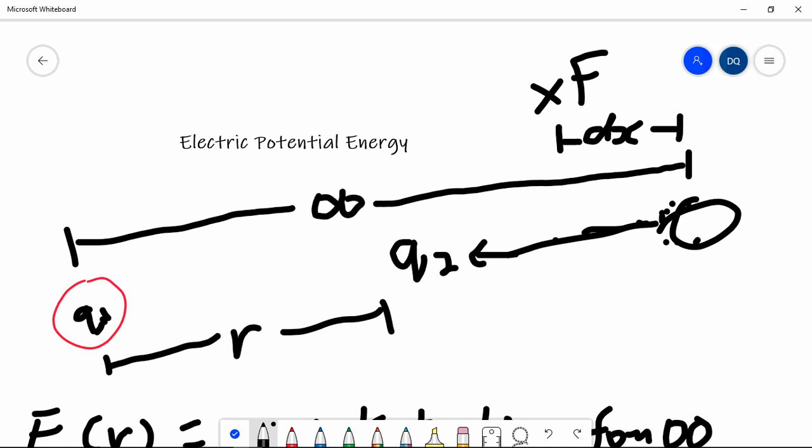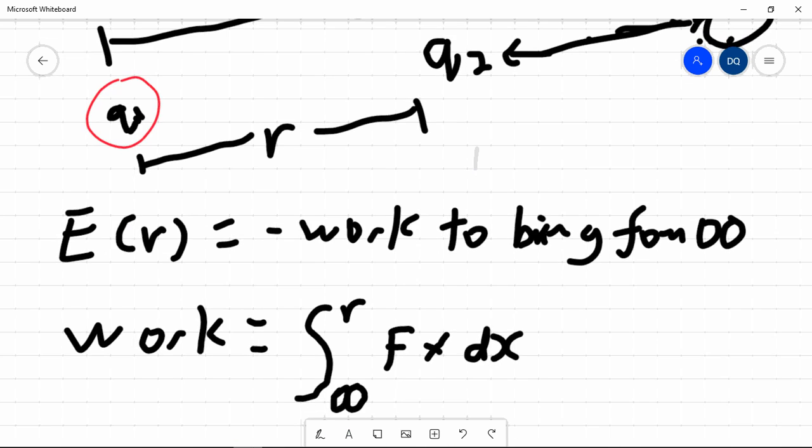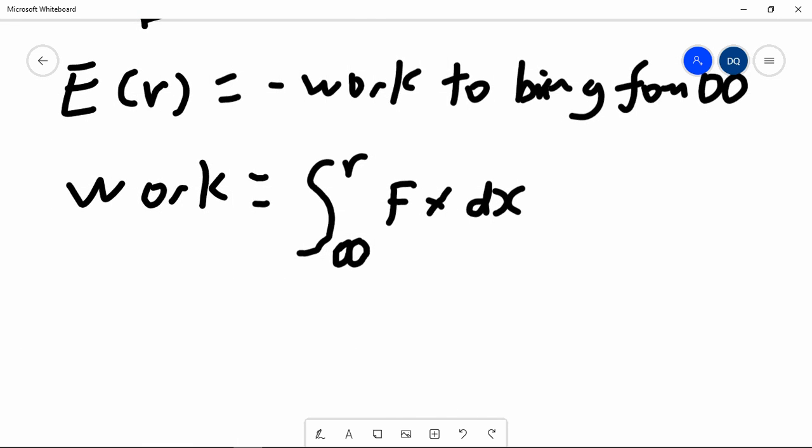And the reason why we can't just do this all in one fell swoop is, one, we're multiplying by infinity, and two, we've got this changing force. So this symbol here means multiply the force at each point by the tiny little step, and then add them all together as we go from a distance infinitely far away to our distance r away from that charge.